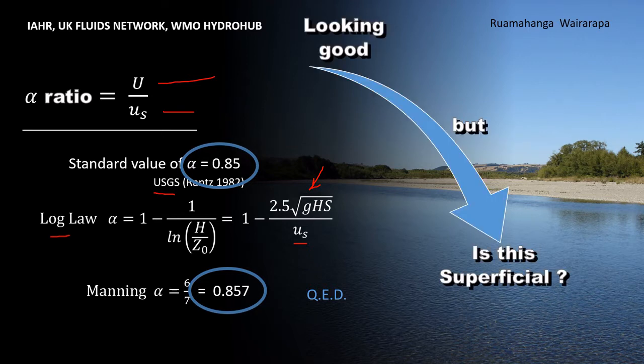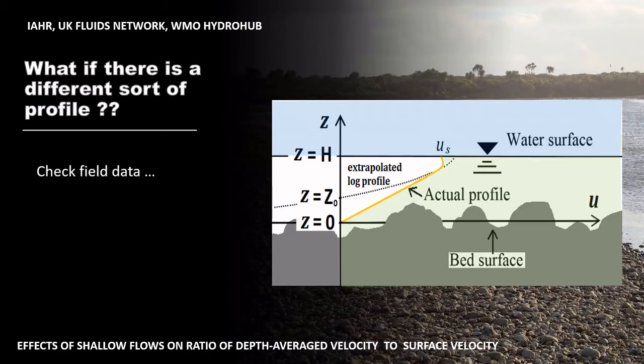But is this superficial? Here we've got the Ruamahanga River in the south part of the North Island of New Zealand, and I wonder what the alpha ratio is here. So when we check the field data, we sometimes find that the profile looks nothing like a log profile, and in fact when we have a very rough bed, we often get something more like a linear profile of velocity with depth. So let's now look more closely at some of the field data.